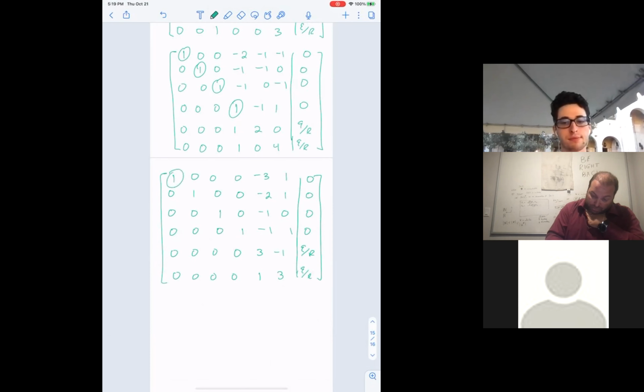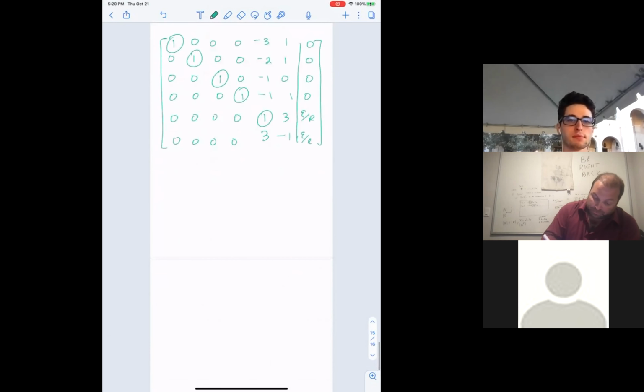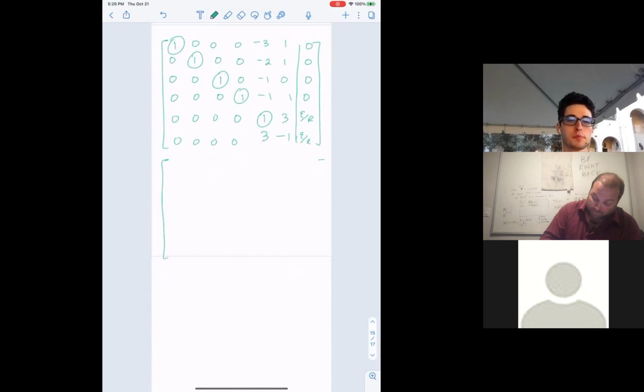So now first one's good, second one's good, third one's good, fourth one's good. And I'm actually going to flip these two rows here. So 1, 3, 3, -1, 1, 3, 3, -1. And then, so we'll see what we have here. So the fifth row is good.